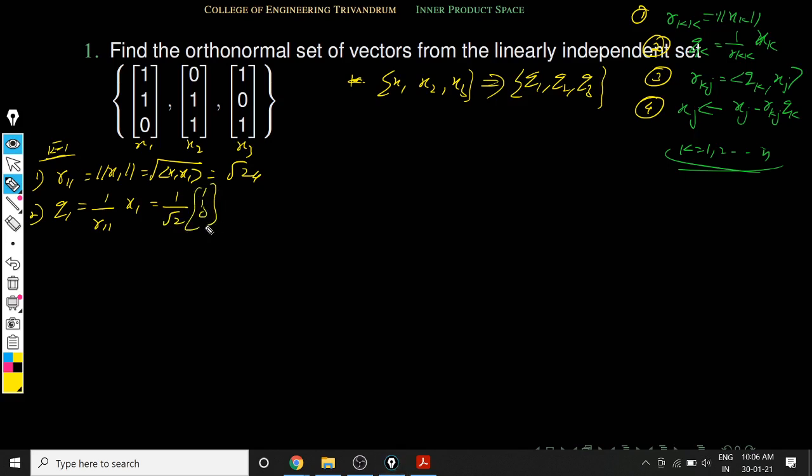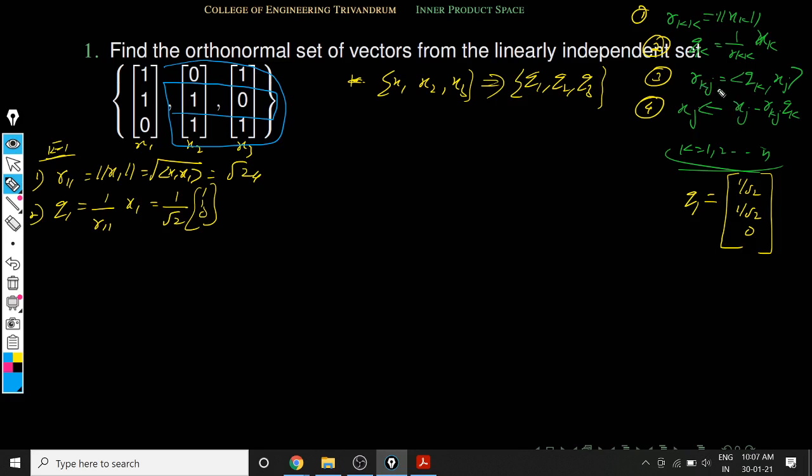X1 is (1, 1, 0). So Q1 is equal to the vector (1 by square root of 2, 1 by square root of 2, 0). This is Q1. Then what about the third step? Then we have to replace the remaining XJs using these two steps. That's the procedure. First we compute Q1, then we replace the remaining XJs. So we have to replace X2 and X3.